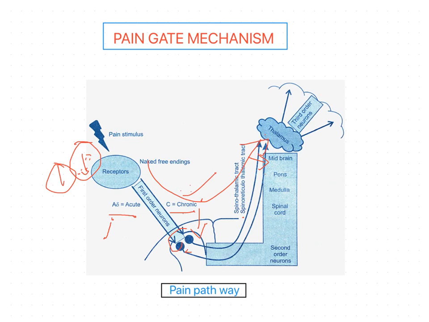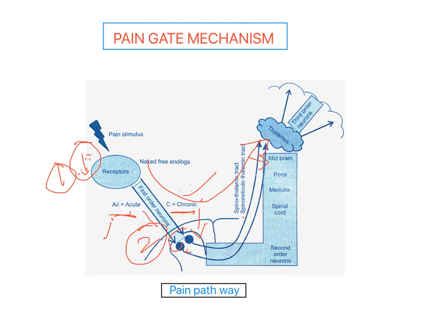Some agents can produce this required frequency and so may have this effect. For example, TENS, transcutaneous electrical nerve stimulation, and interferential currents have such a high frequency which can block the pathway of these A delta fibers and C fibers at this level. That means we can block at this level.